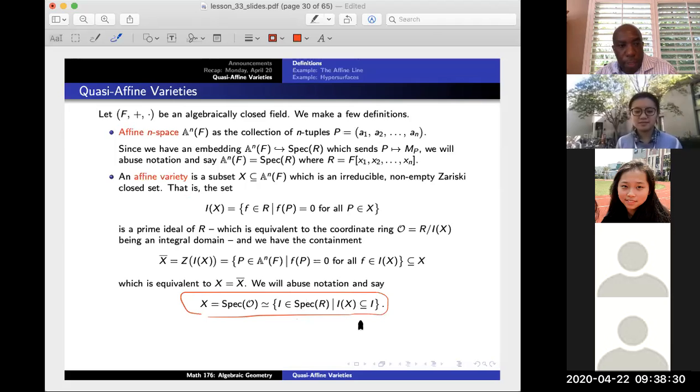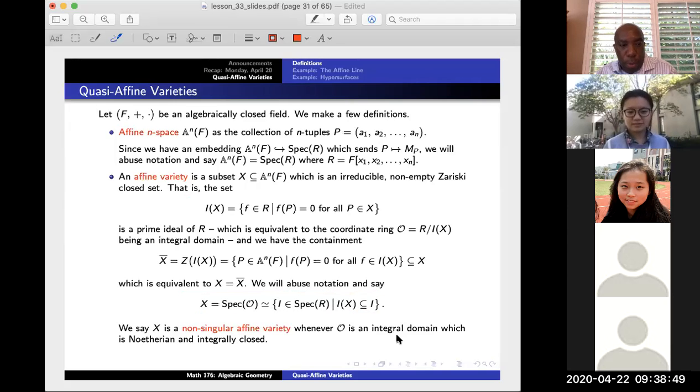Right, so it's equivalent definitions. Notice that if you really want, you could start with the prime ideal, and then define what you mean by an affine variety. Here it's just going to be the set of primes I that contain IX. Right, so this is just a fancy way of saying it.